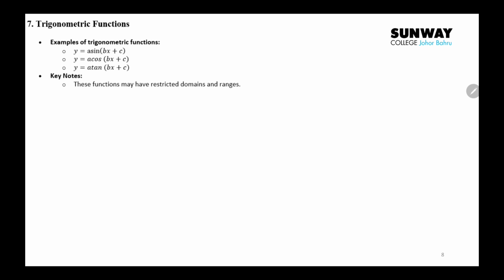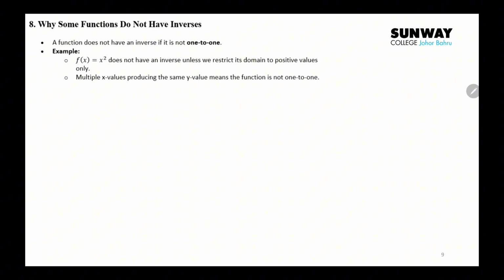Trigonometry functions is another type of functions that you should be aware of. Certain functions do not have an inverse, and that is because they are not one-to-one. If you would like to have an inverse function, it must be a one-to-one function. If it is not a one-to-one function, then it does not have any inverse function.